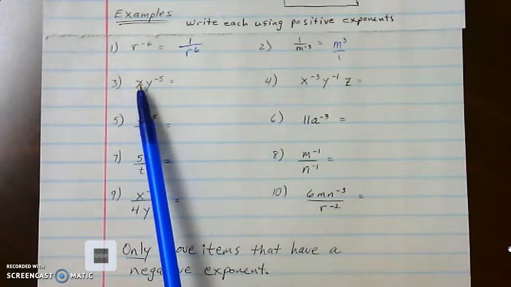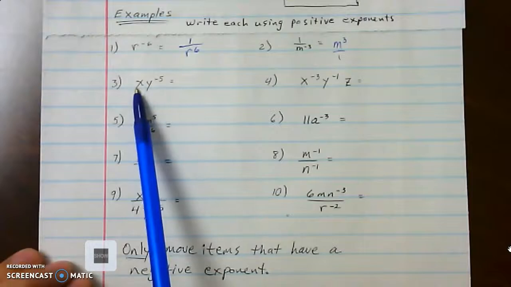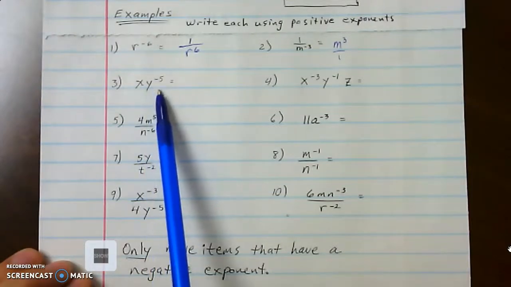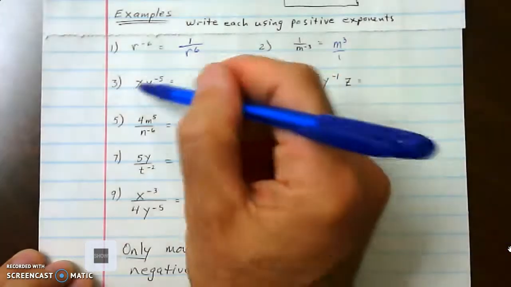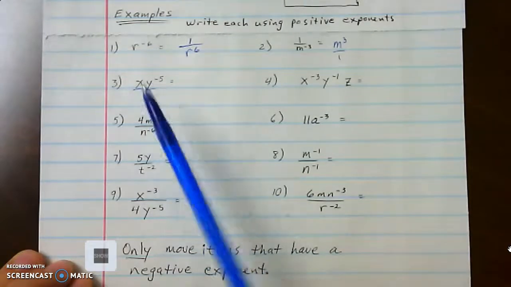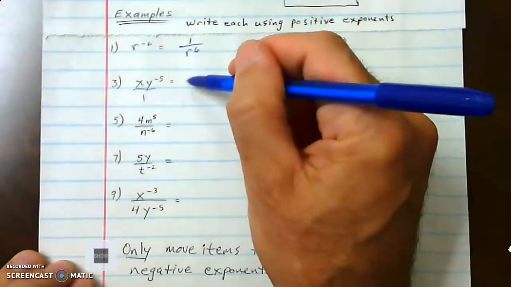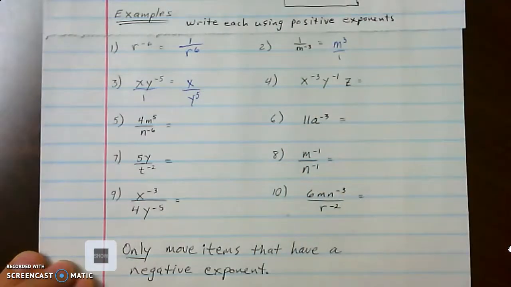Okay, number 3. X has a positive exponent. Y has a negative exponent. So X will not move, but Y must move to the denominator. And if you're thinking, what denominator? It's not even a fraction. Everything kind of sits over that invisible 1. So the y is going to move down. The x is just going to stay right where it's at. And when I move the y down, I make the exponent positive. Okay, so on we go.